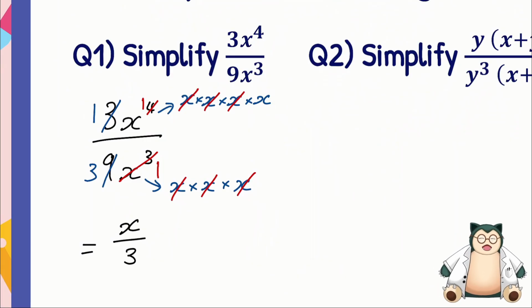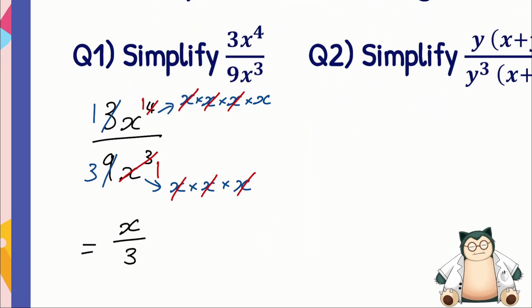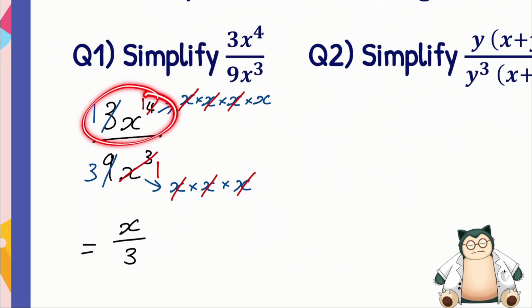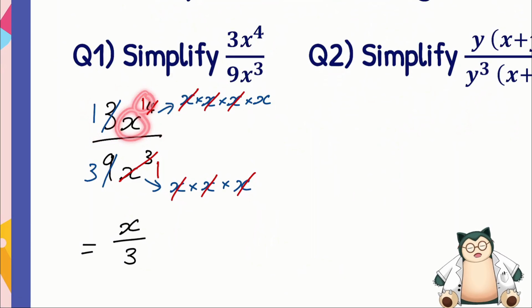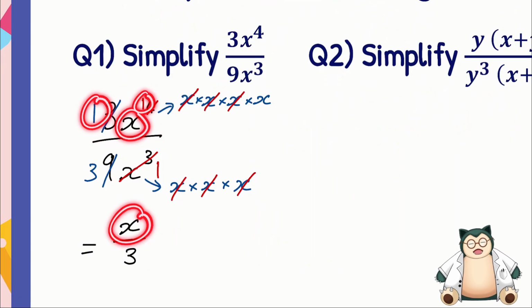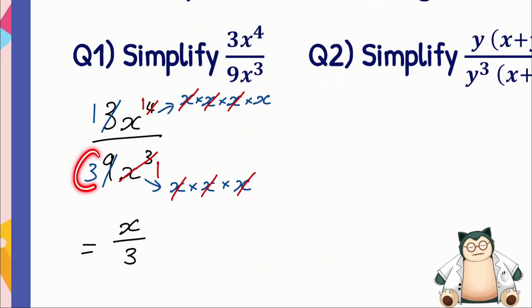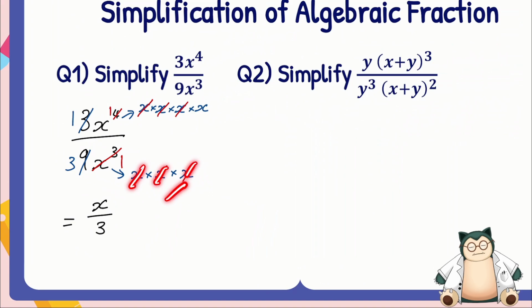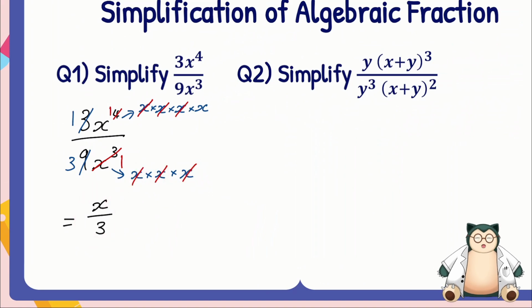Is that okay, everyone? So how do you get x over 3? In the top part, we are only left with x to the power 1 multiplied by 1, which just gives you x. In the denominator, we get 3 multiplied by 1, because we have cancelled out all of the x terms already. So we are left with x over 3.